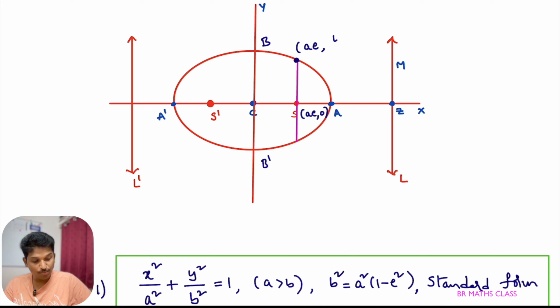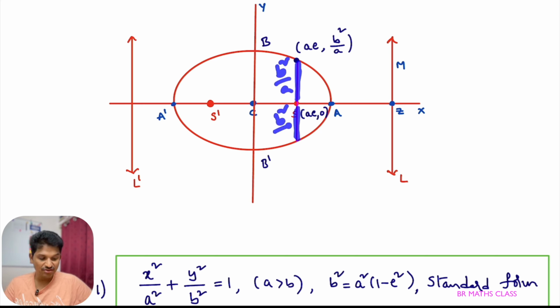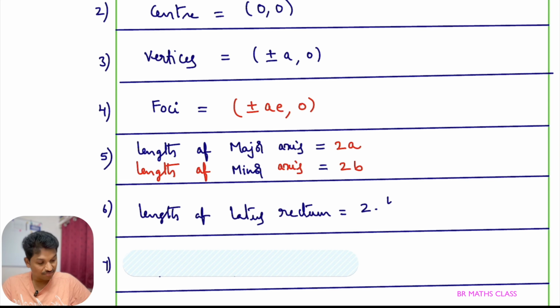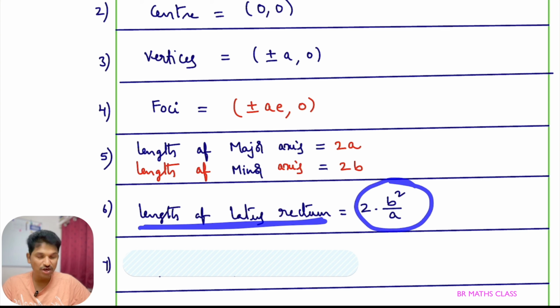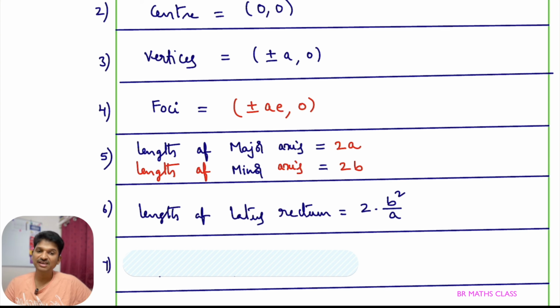So one endpoint of latus rectum we already got, okay? And as this length is b square by a, and the ellipse is symmetrical about the coordinate axis, this length is the same as this length, right? So if this is b square by a, this is also b square by a. b square by a plus b square by a is what? It is 2 times b square by a. So the length of latus rectum is 2 times b square by a.